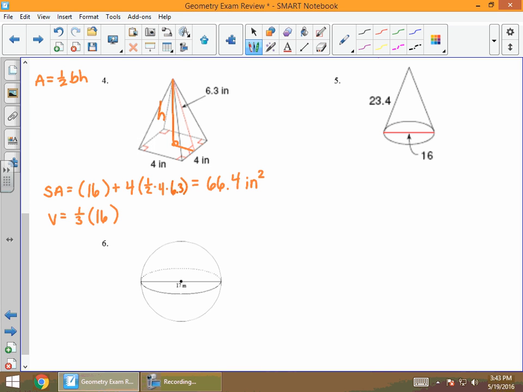But if you take a look at this little right triangle that's made, I know the hypotenuse is 6.3. The little leg down here is half of the side. So half of 4 is 2. So I can do the Pythagorean theorem. I can say that 2 squared plus the height squared equals 6.3 squared. So that means the height is going to be the square root of 6.3 squared minus 2 squared. And in this case, the height is about 5.97.